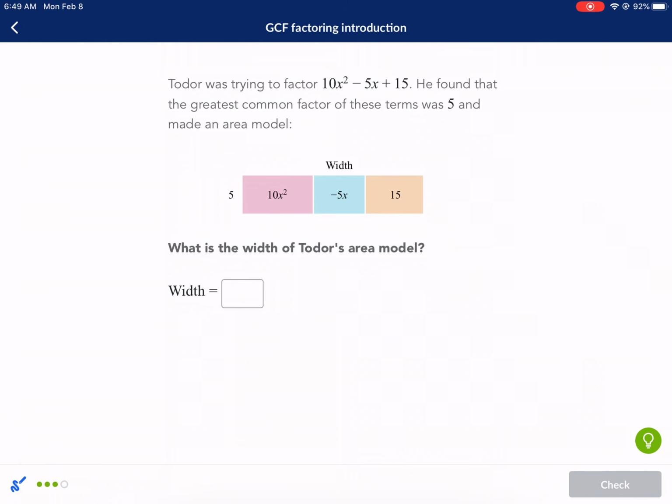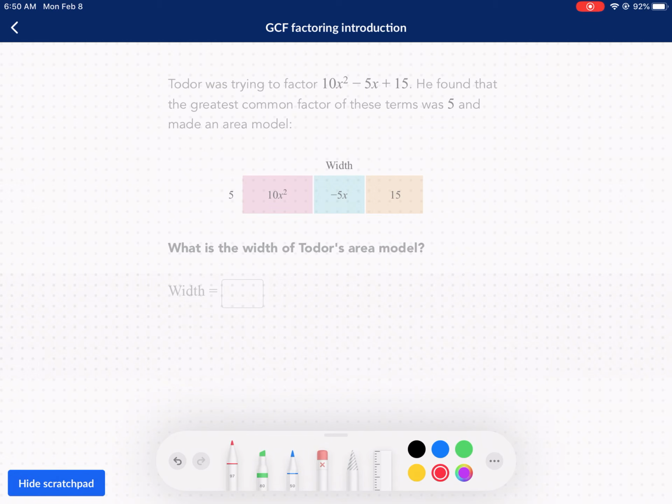All right, last one. Same thing: we're just factoring this whole thing. This is what we're factoring, and it already gives us our GCF, which is 5. So don't be confused by this width and area thing. It's just saying this is what we start with, and we're factoring out the 5.